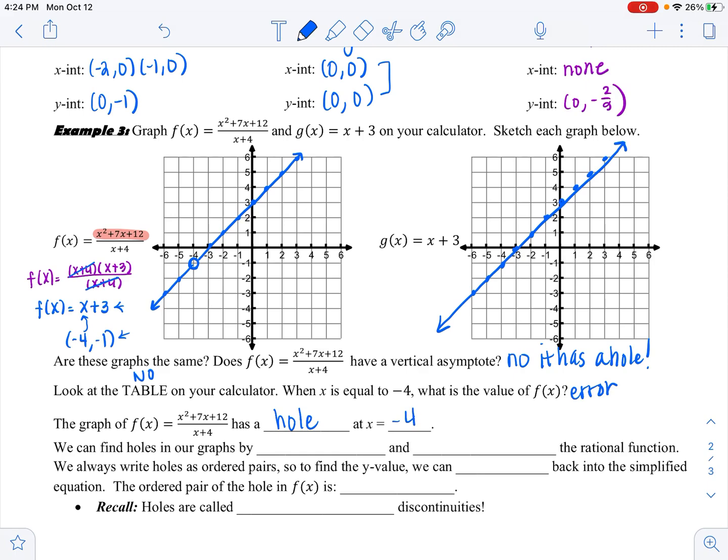We can find holes in our graph by factoring and simplifying. We always write holes as ordered pairs, so you're not going to write it's at x equals negative 4. What you're going to do is find the y value. All that you're going to do is substitute x back into the simplified equation. The ordered pair of the hole that we just found was negative 4, negative 1. Okay? Remember, holes are called removable discontinuities.